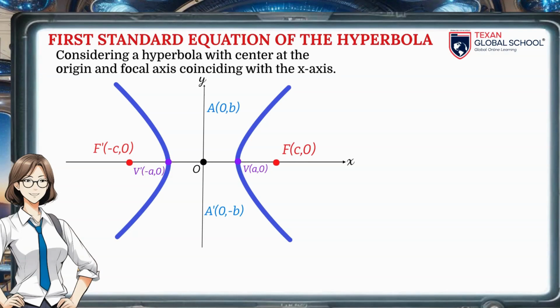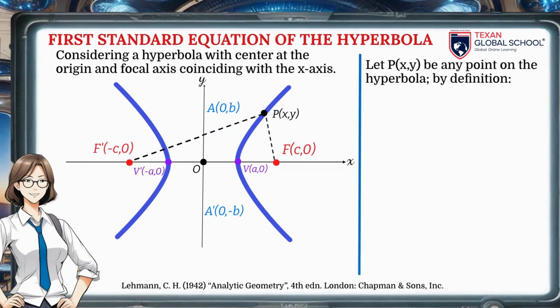If we define any point of the hyperbola, P of coordinates (x, y), by definition of hyperbola, the absolute value of the difference in their distances to 2 fixed points on the plane called foci is always equal to a constant positive quantity and less than the distance between the foci. Algebraically, this definition can be expressed as the distance FP minus the distance F'P equal to plus or minus 2a, where a is a positive constant less than c.